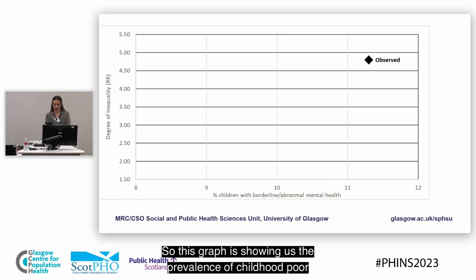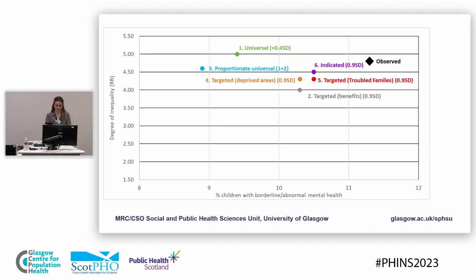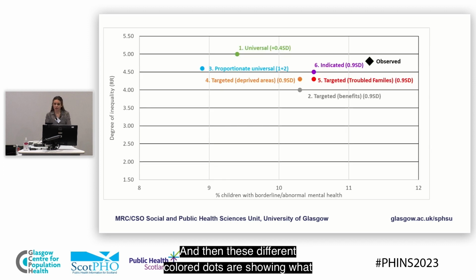So this graph is showing us the prevalence of childhood poor mental health across the x-axis. Around 11.5% of children had mental health problems. And on the y-axis, we're seeing relative inequalities between the highest and lowest income groups. So almost a 5-fold difference in relative terms. And then these different coloured dots are showing what happened when we simulated these different interventions.